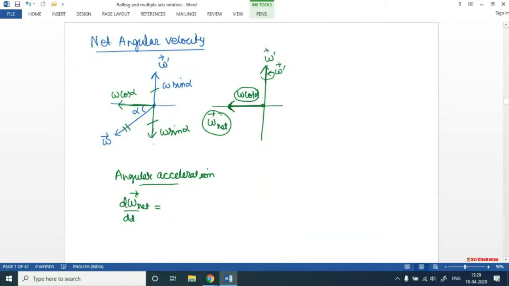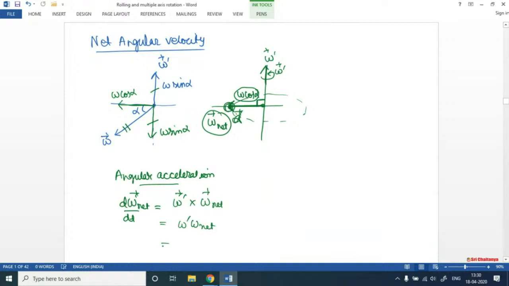In that case, d omega net by dt we can write as omega dash cross omega net. You can see the direction here at this instant would be outward, that means tangential. So this is the direction of alpha. The direction of alpha is tangential, and for its magnitude, the angle between omega net and omega dash is 90 degrees, so this is simply omega dash omega net.